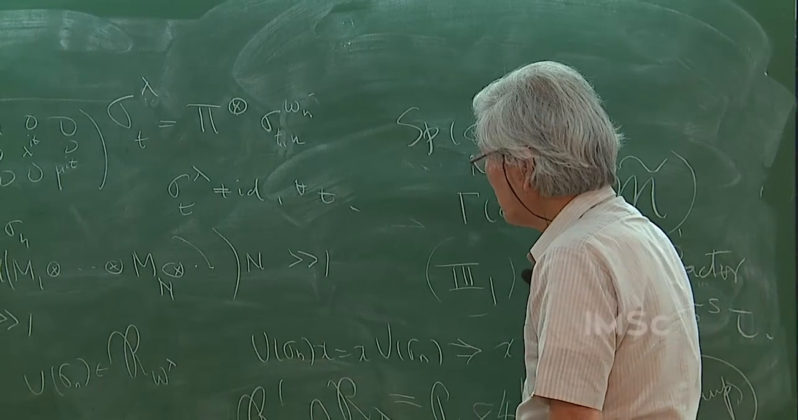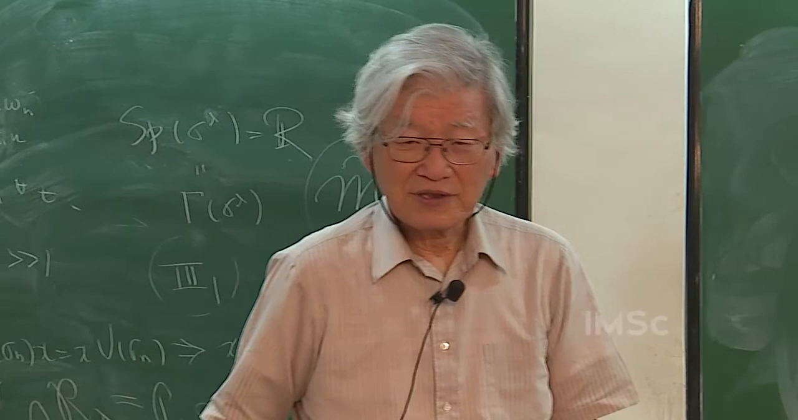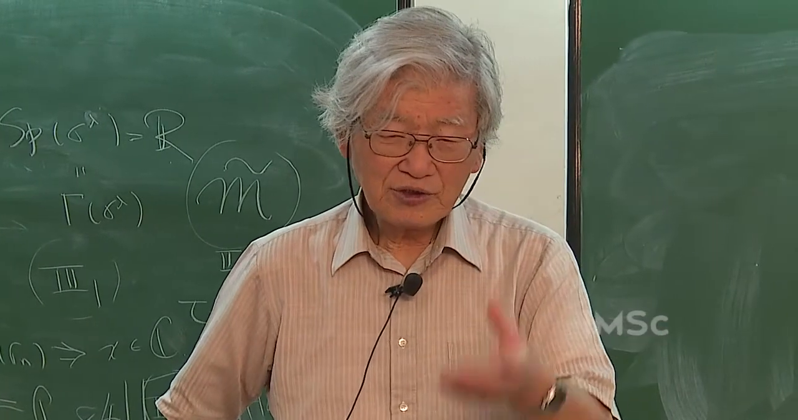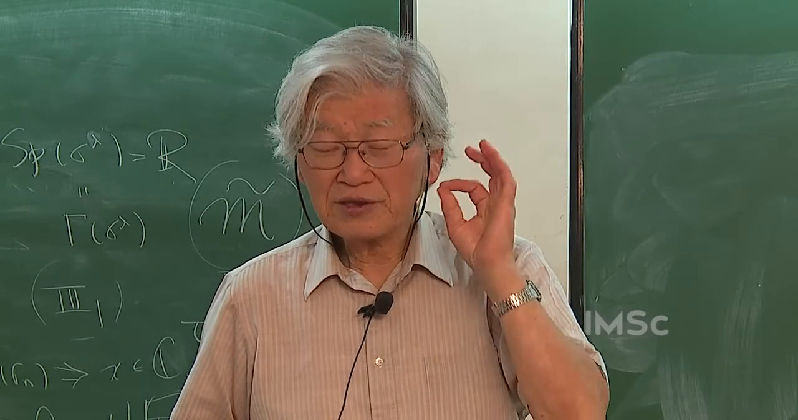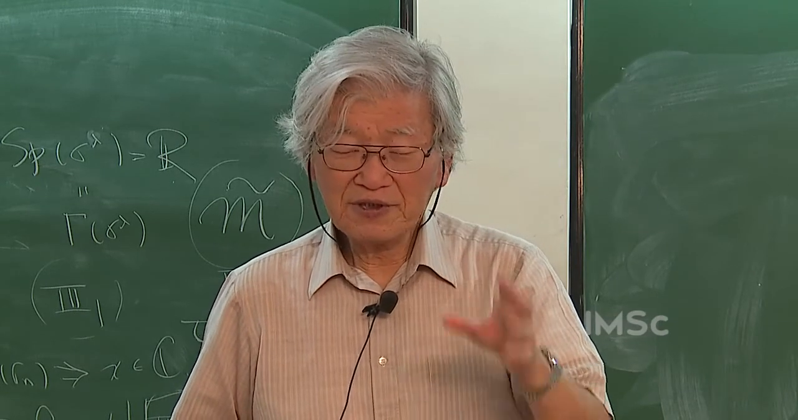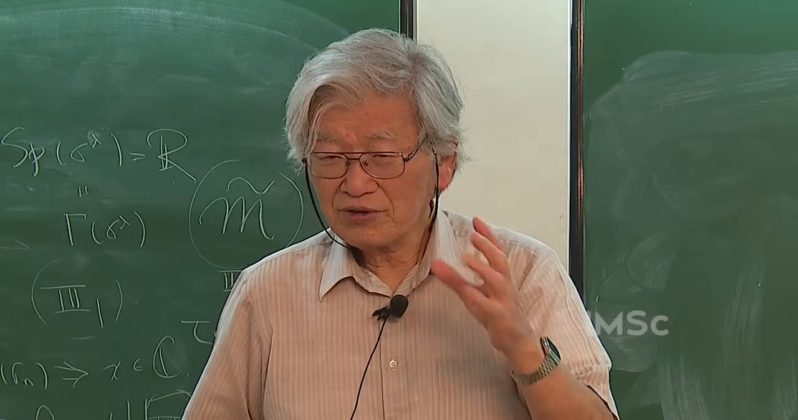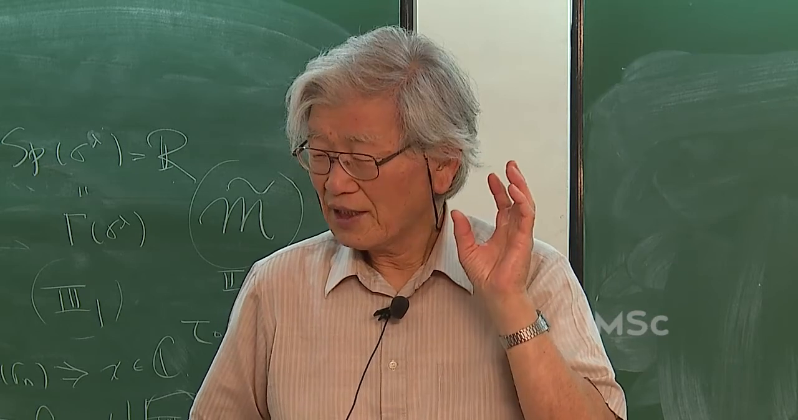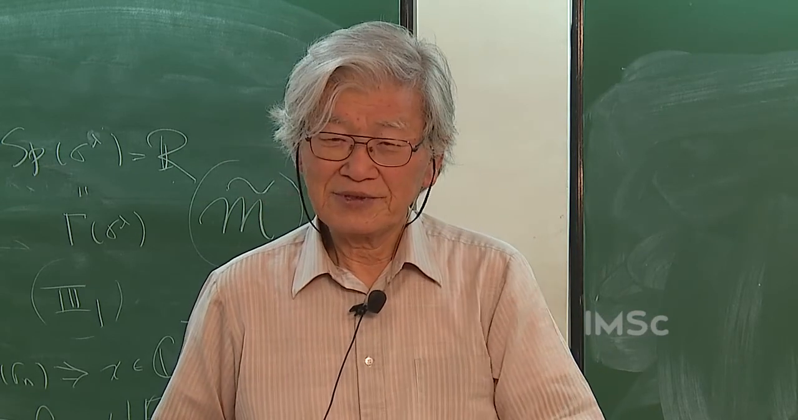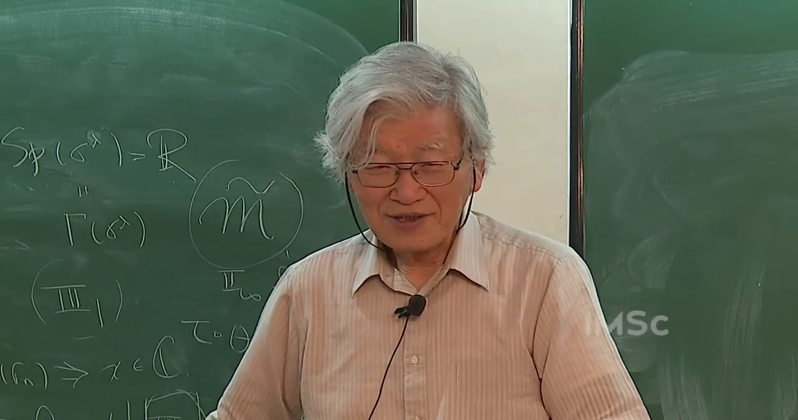So this is the classification of AFD factors. Okay, AFD factors: II_1, II_infinity, II_1 is the Murray-von Neumann, II_infinity Connes, III_lambda Connes, III_0 Krieger, and III_1 Connes and Haagerup. Okay, so this much is, yeah.